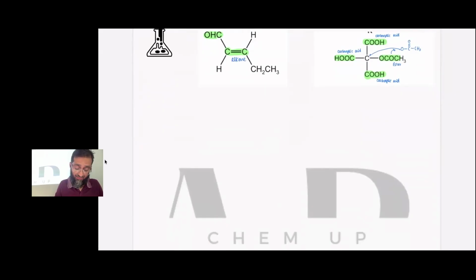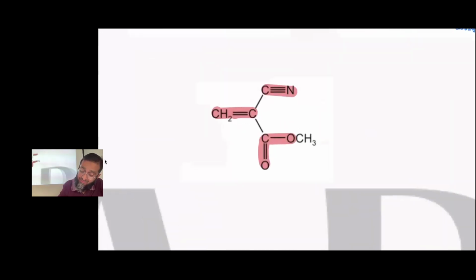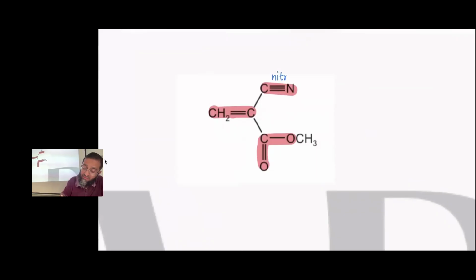Okay, class. This one. This is one functional group. This is the other functional group. Very good. So it contains nitrile, alkene, and ester. Yes, is this clear to all of you?